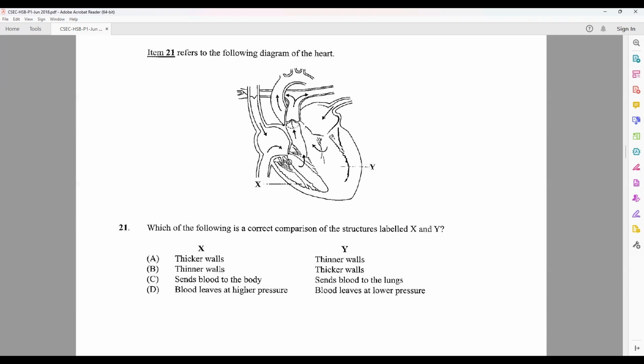X supplies the pulmonary circuit, which is the lungs, which are literal neighbor organs to the heart. There's a right lung, and when you go up here and turn, there is a left lung. That pair of lungs is also in the chest next to the heart. So you don't need high pressure. It's not as if you're going all around the body, which is what the answer is, right? So 21 is B.